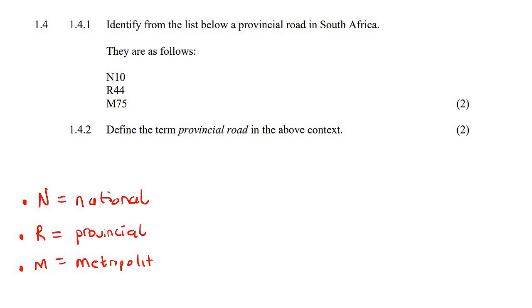How do you spell metropolitan? Oh my goodness. Politan. Okay, so those are what those stand for. So they said, identify a provincial road. Well, provincial has an R, and so that's the R44.